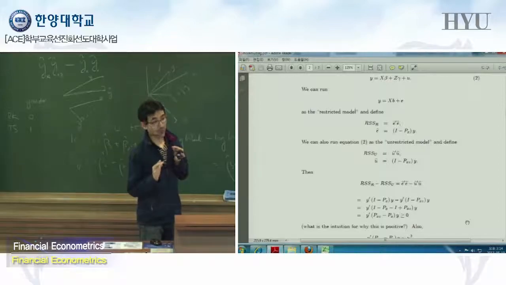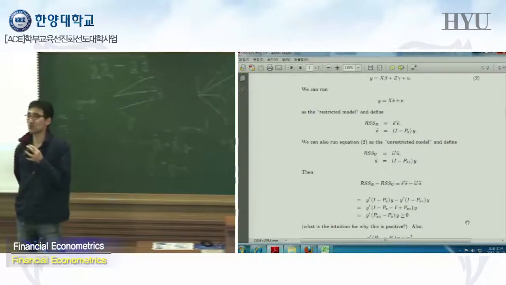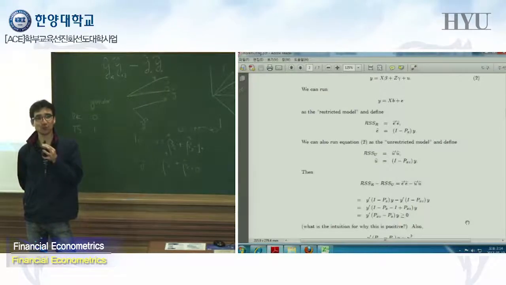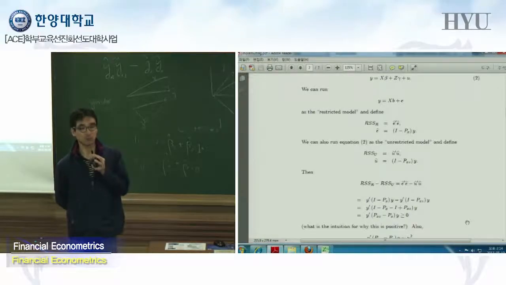So in that case, we should use the unrestricted model. If the value of F is close to zero, then we can use the restricted model. We can safely discard z. But if F is large, then we have to include z.